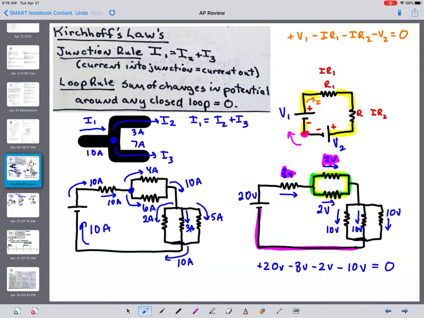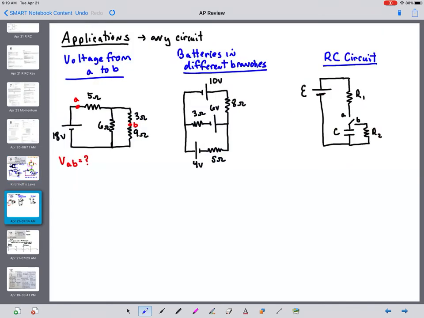Now, where we use Kirchhoff's laws are basically any circuit, but where it's commonly useful is when you're trying to calculate the voltage from two certain locations, A to B in a circuit. It's also useful when you have batteries in different branches, and it's also useful in more complex circuits like RC circuits. So kind of taking these from left to right, I can go on any path in my circuit to get from A to B.